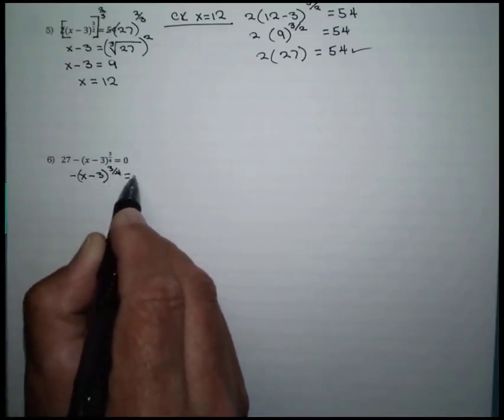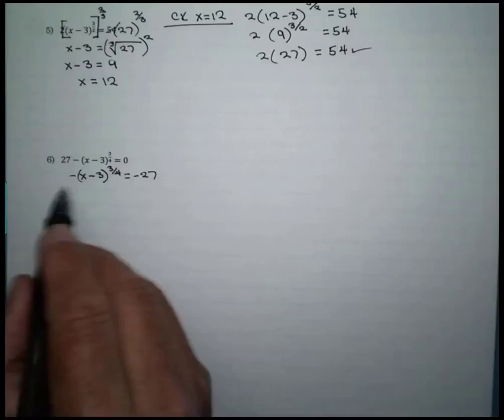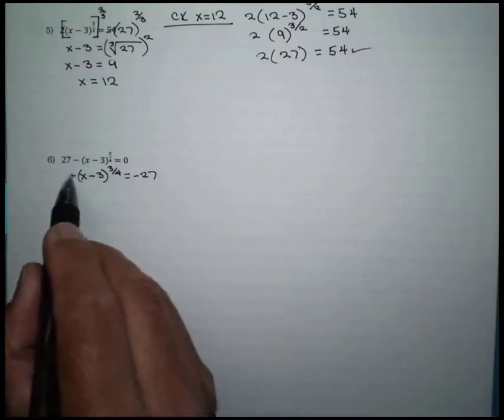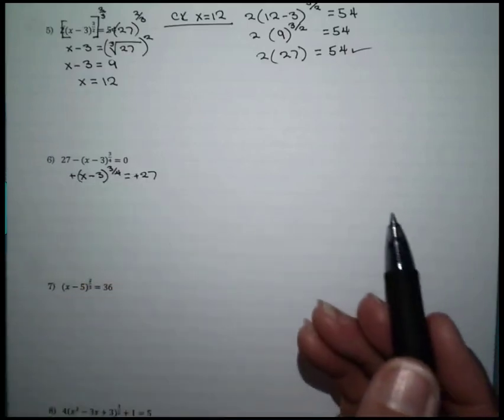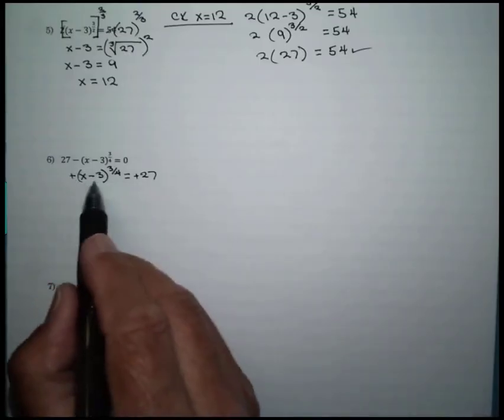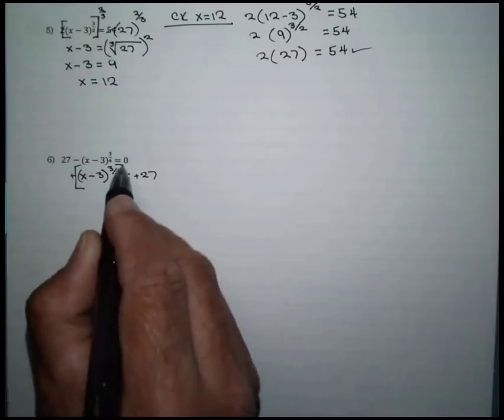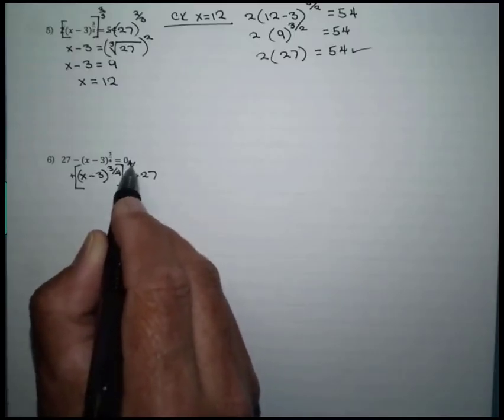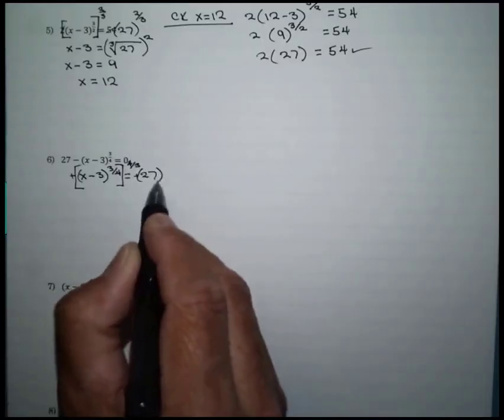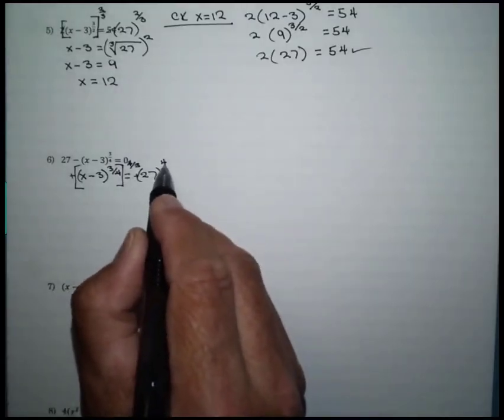And that's going to equal negative 27. And when I divide both these sides by a negative, they both turn into positives, don't they? So now I have x minus 3 raised to the 3/4. Well, I think I left room to just raise that to the 4/3, didn't I? And at the same time, I'm going to raise a positive 27 to the 4/3.